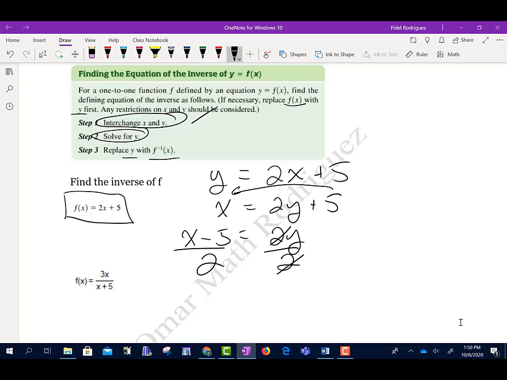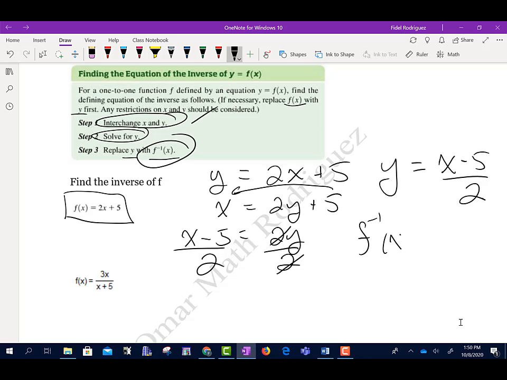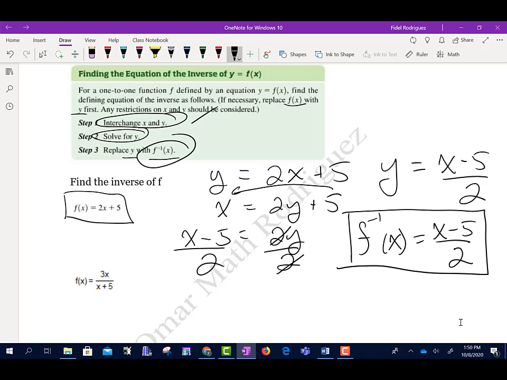Get rid of those. And we end up with y equals (x minus 5) over 2. And then the last thing we're going to do is, instead of writing a y, we're going to use this little symbol. This means f inverse of x is equal to (x minus 5) over 2. Okay? And we found our inverse function.